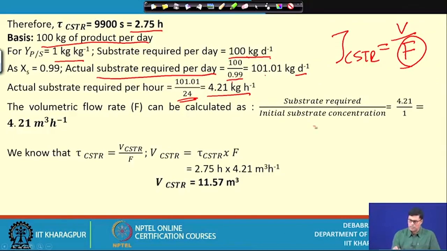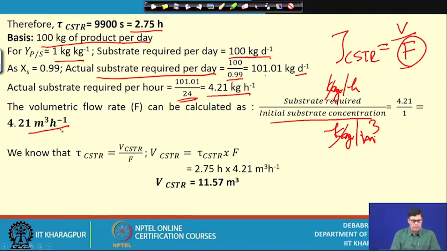Now, when we divide by the initial concentration of substrate, this unit is kg per hour, am I right? And this is kg per cubic meter. So kg will cancel, and this will become cubic meter per hour. That is coming at 4.21 cubic meter per hour. Then the tau CSTR we already found is 2.75, and if you multiply it, V will be equal to tau CSTR into F. So we multiply and find out the volume of the CSTR. This is 11.57 cubic meter.